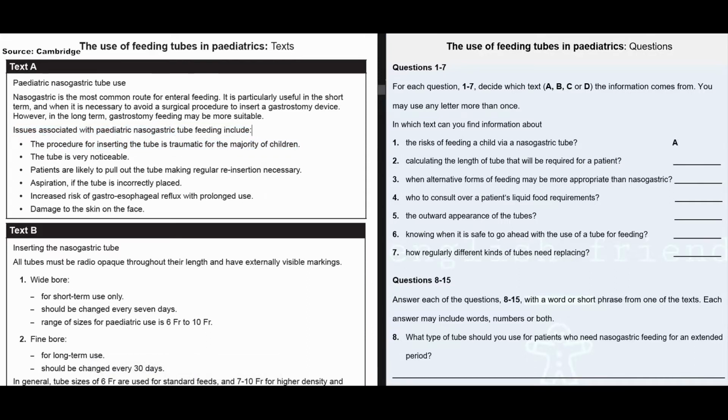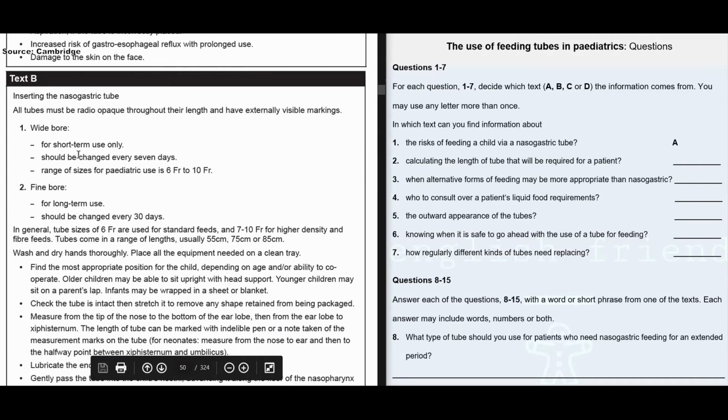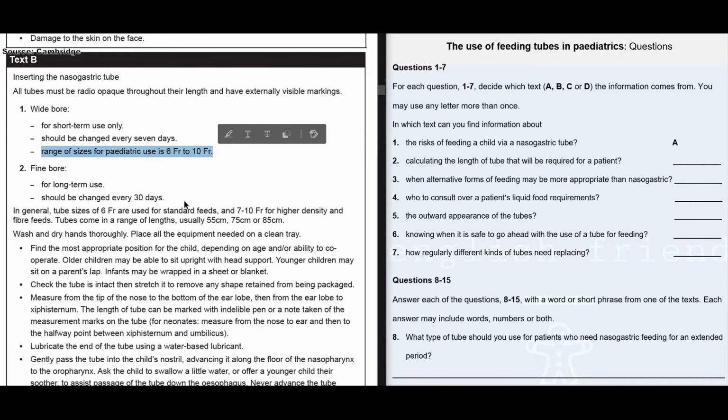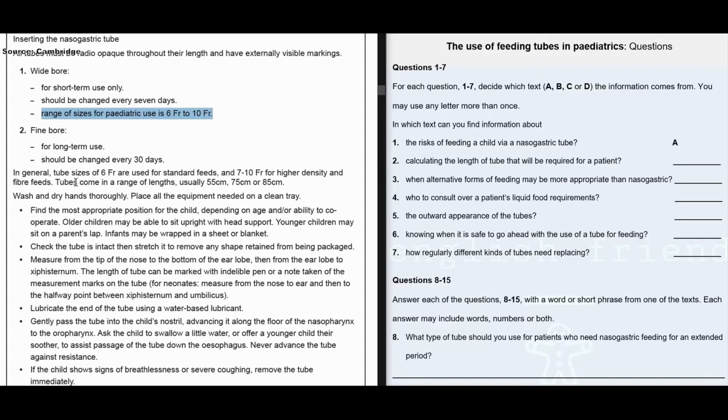Question number 2. Calculating the length of the tube that will be required for a patient. This information can be found in text B. Here they are talking about the range of sizes for pediatric use, which is 6 French to 10 French. As we come down here, they are talking about tubes coming in a range of lengths, usually 55 centimeters to 75 centimeters or 85 centimeters. However, the question is about calculating the length.